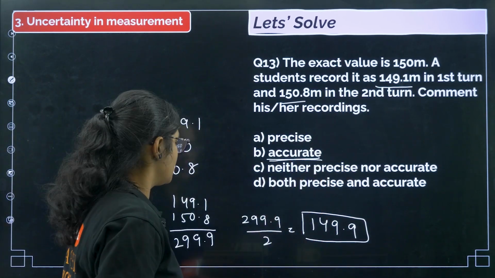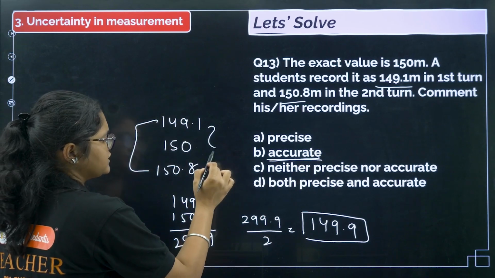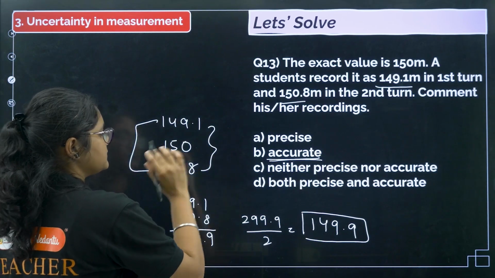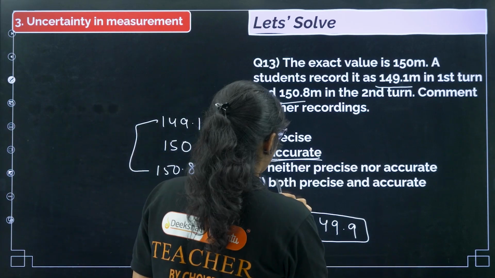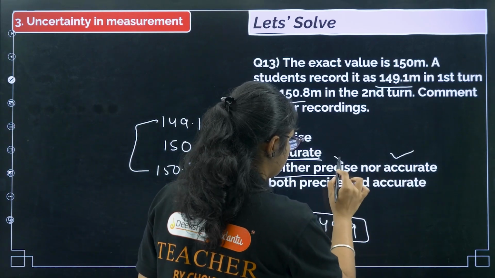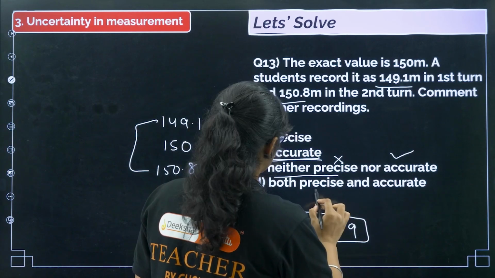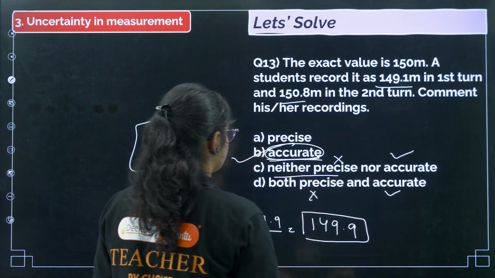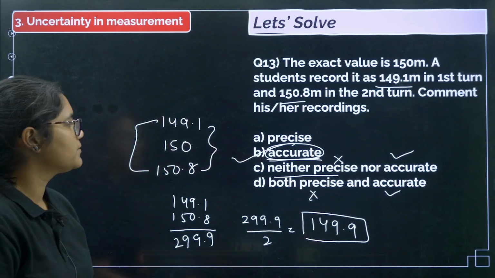It is accurate. But are these values very close to each other? I don't think so. They are not close to each other. If they are not close, it means they are not precise. So they are neither precise nor accurate? No, they are accurate, but they are not precise. Both precise and accurate? No, they are not precise. So I can say that the value is accurate but not precise.